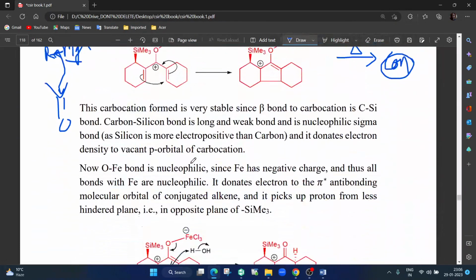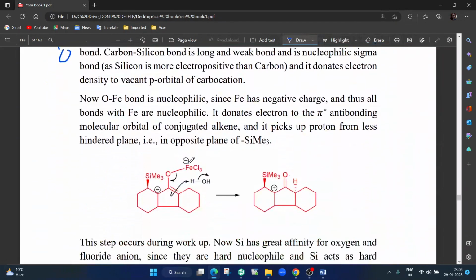Keep reading also slowly, you can pause it and read it. And then Fe has got negative charge. So when Fe has got negative charge, all the bonds from Fe are nucleophilic. So this O-Fe bond is also nucleophilic. So this comes here, this picks up proton and you get this.